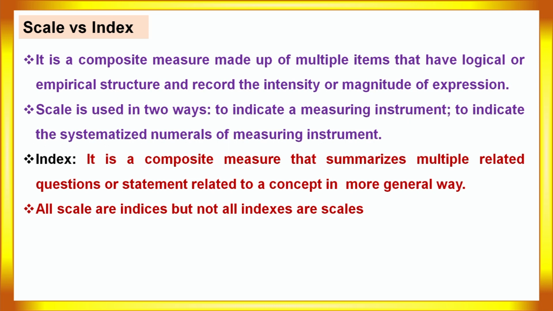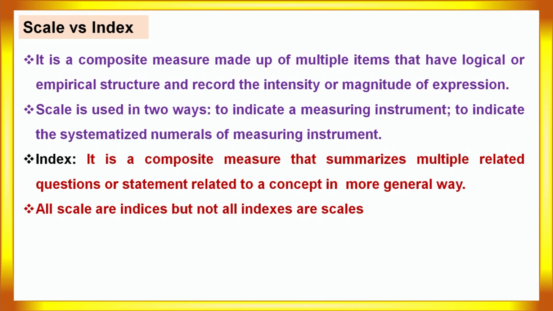Now, these statements measure the intensity or magnitude of the expression, and this magnitude of the expression is expressed in systematized numerals. For example, you are designing a scale for measuring the attitude of farmers towards organic farming. Your statement may be: organic farming will increase the environmental sustainability of the farming system, or organic farming will increase food safety for the wider society.